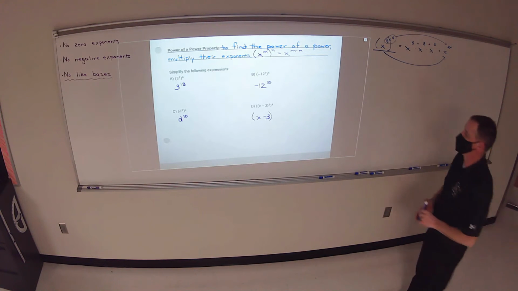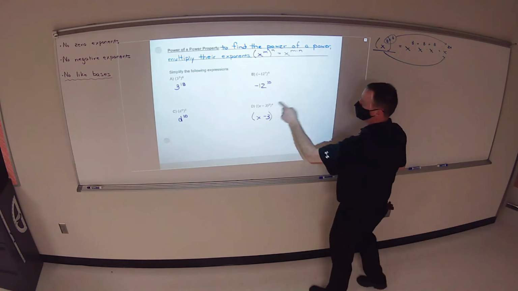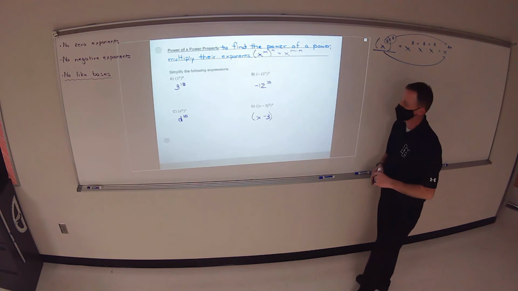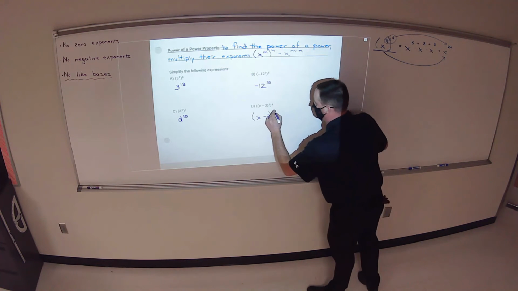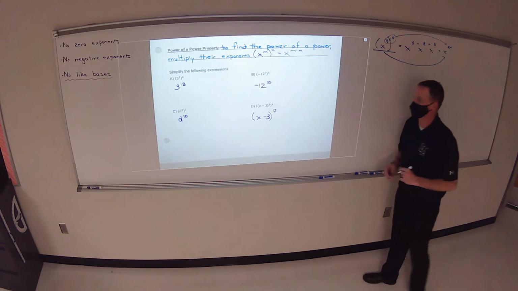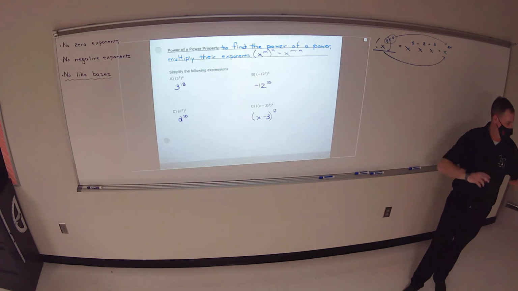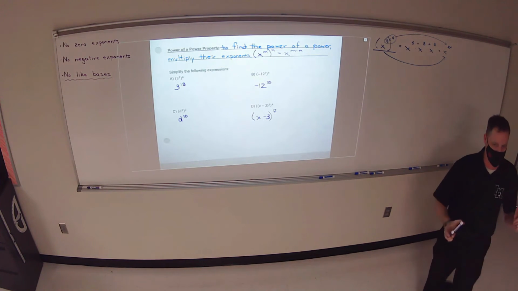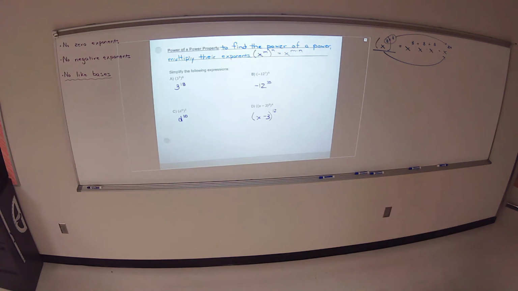Then, this is being cubed, then to the 4th power. So with this power to a power problem, we're going to multiply those two together. You're going to have x minus 3 in parentheses raised to the 12th power.